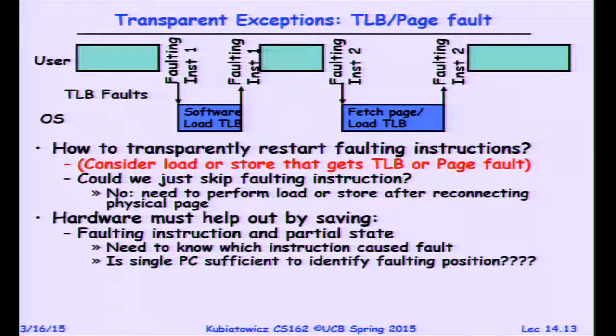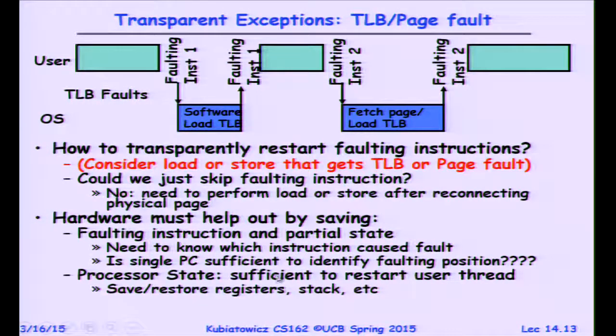It turns out on certain RISC processors, you actually need both the PC and the next PC because of delayed branch instructions. That's a little bit of thing to toss out to you guys that might know something about that. But anyway, essentially what you need to know is what instruction it was. And the processor state must be sufficient to restart this instruction as if the fault never happened.